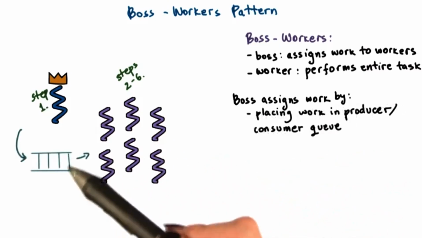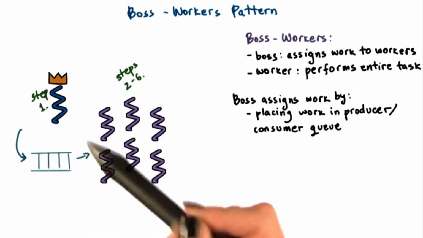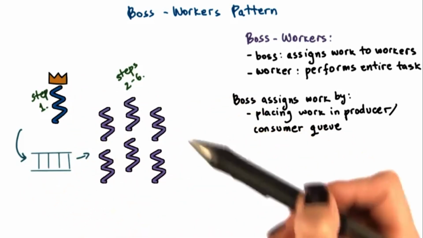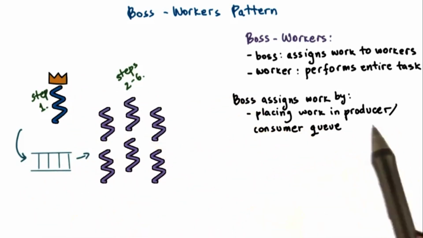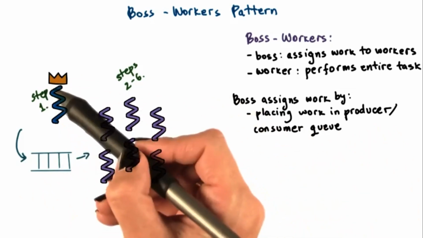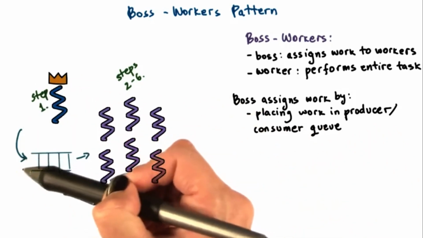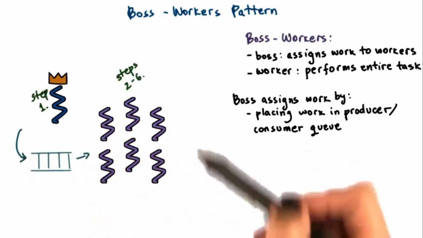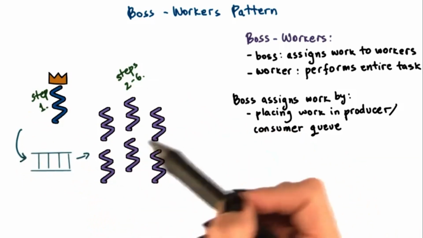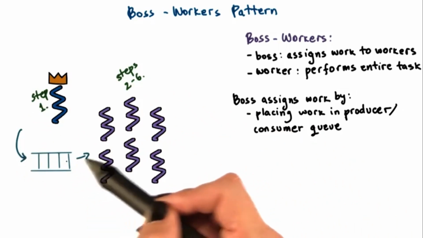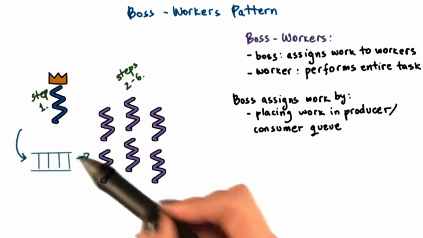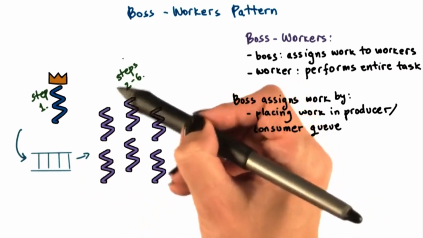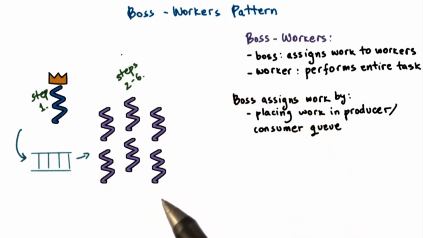Another option is to establish a queue between the boss and the workers. This could be similar to a producer-consumer queue where the boss is the only producer that produces work requests, so toy orders, for the workers, and then the workers are the consumers that are picking up work from this queue, picking up orders from this queue, and then proceeding with the steps that they need to perform.